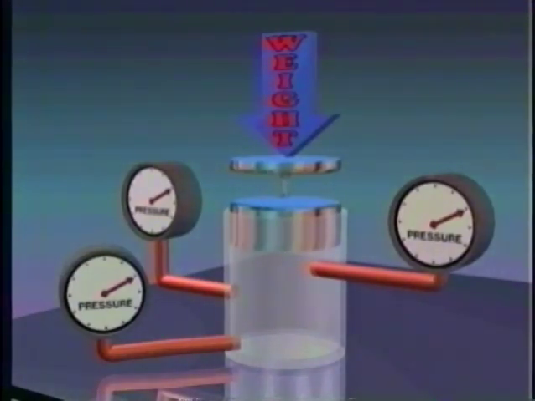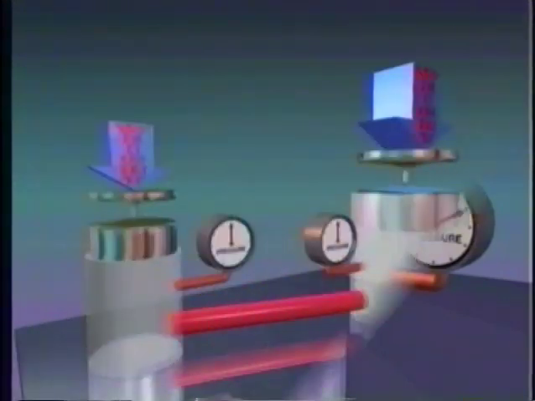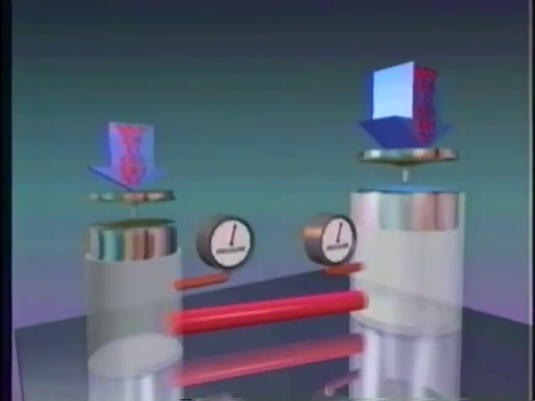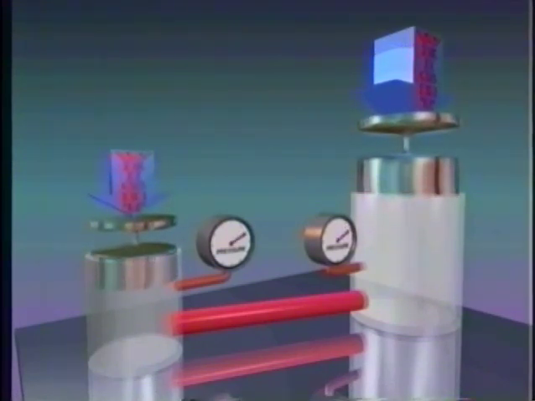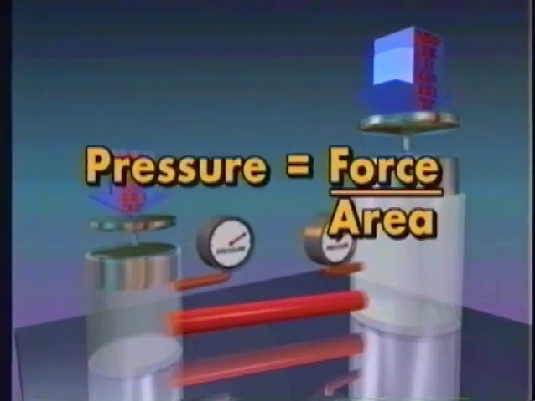The practical importance of this statement becomes more apparent when two pistons are connected. If you put a light weight on the small piston, you can lift a much heavier weight on the large piston. How can this be? The reason is that the increased pressure exerted on the fluid by the small piston is equal to the force on the piston divided by its face area.